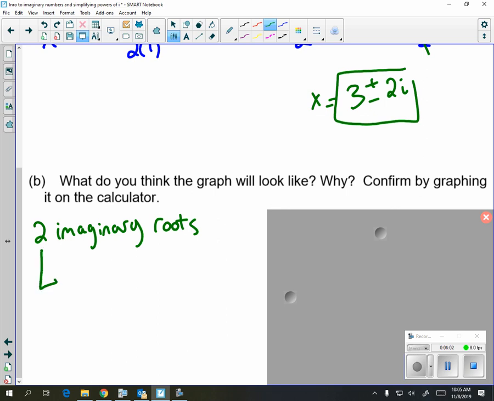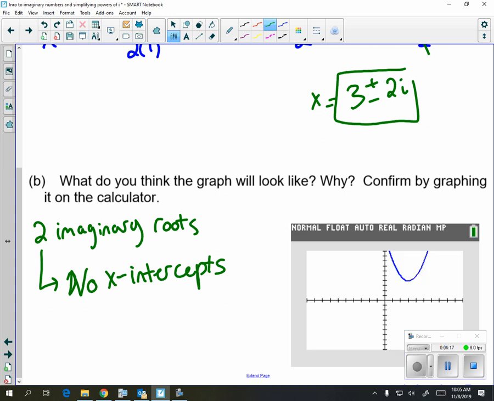Well, imaginary roots means no x-intercepts. So this is a quadratic equation, right? You know you're going to have a parabola, and you know that it will not touch the x-axis. And as you can see, it doesn't. So that's how you know you have your imaginary roots.